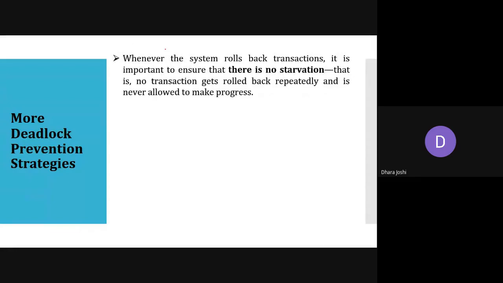Whenever the system rolls back a transaction, it is important to ensure that there is no starvation. Starvation means every time the same transaction goes into rollback, for infinite time. Each and every time the same transaction is waiting, with infinite waiting time. So it is called starvation. We need to ensure that no transaction faces this problem. Starvation is when a transaction gets rolled back repeatedly and is never allowed to make progress.